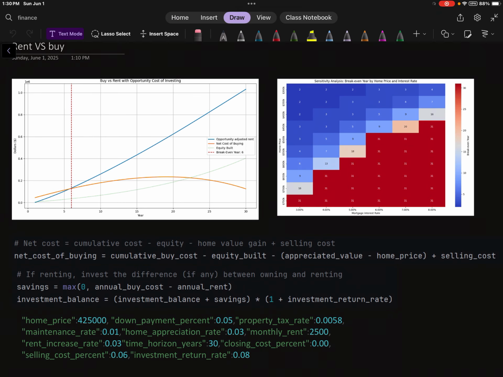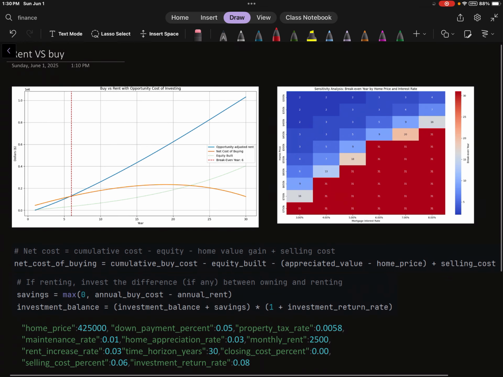Let me talk a bit about rent versus buy. The concept of rent versus buy is that if you buy, you put down a down payment, and then you give the mortgage payment, which constitutes interest and principal. All that stuff you can check online. Those are more trivial.